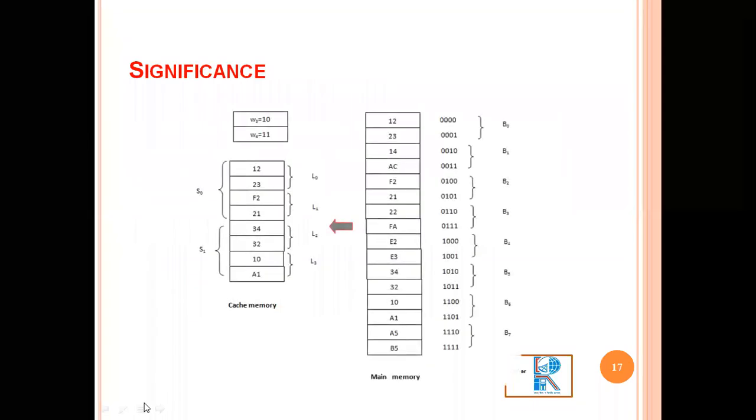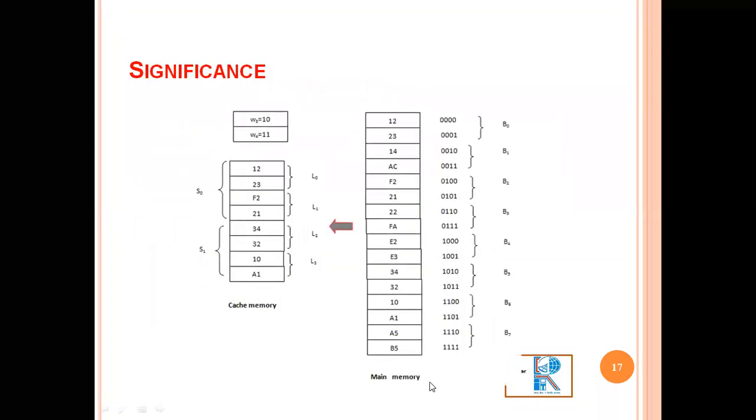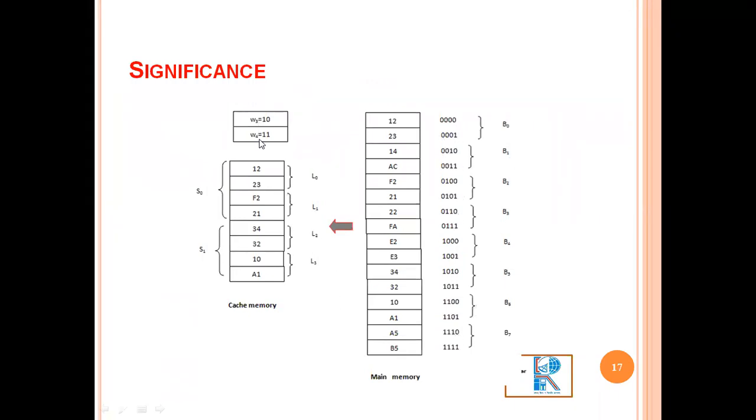Now see here, it will be clear from here. The right hand side is the main memory. It is divided into blocks. Each block contains 2 words. Again, the left hand side is divided into line numbers. This is the cache memory. Each line contains 2 words. This is the L0 line, this is the L1 line, this is the L2 line, and these 2 words are in the L3 line. These lines are again divided into sets. Each set contains 2 lines. That means set S0 and set S1.